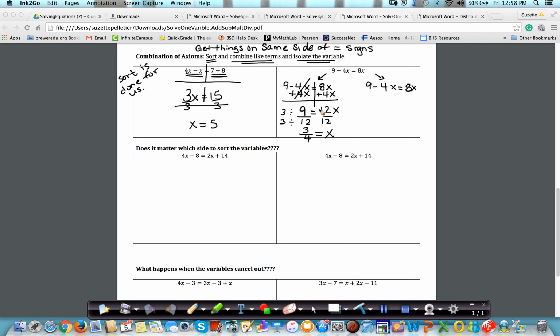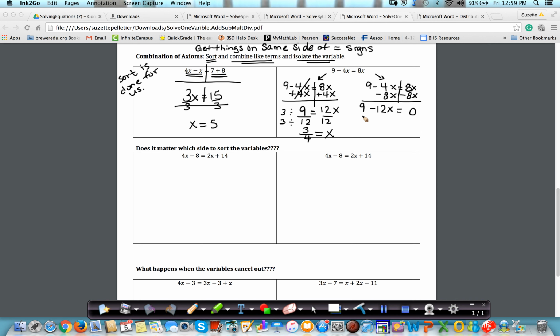Now, if you had not chosen to move the 4 over here and combine it with the 8, you would have moved the 8 to the other side to combine it with the 4. Here's what would have happened. Notice where my balance is. You're going to have a 0 on this side of the equation, because that's a 0 pair. You're going to have 9 minus 12x.